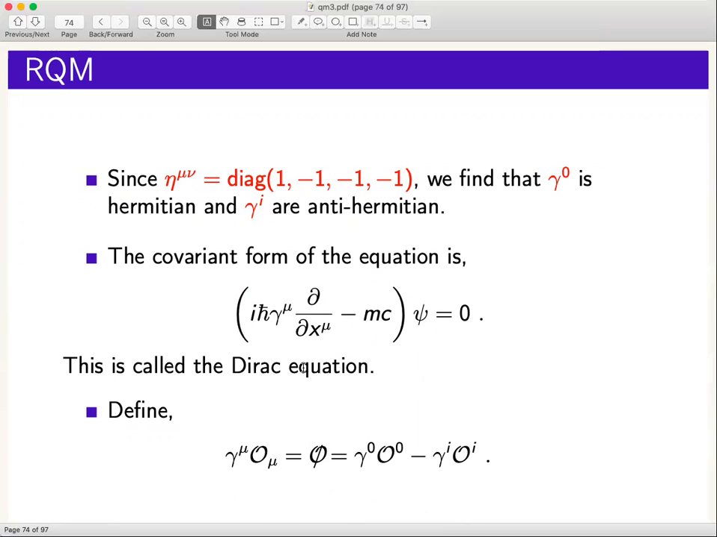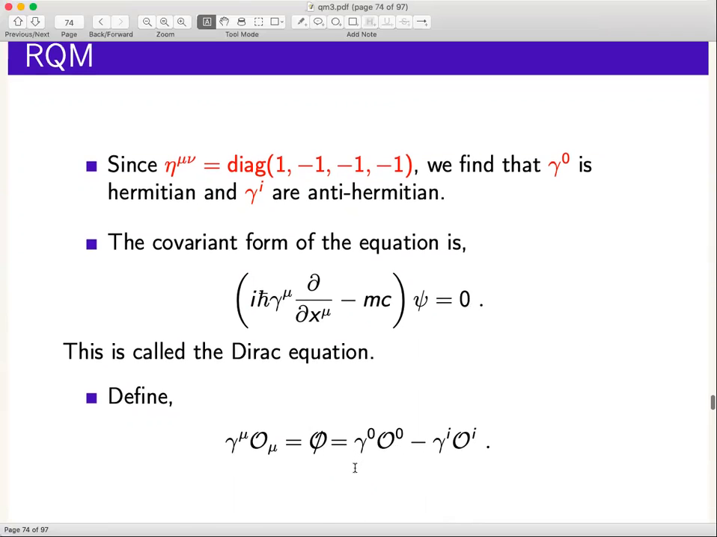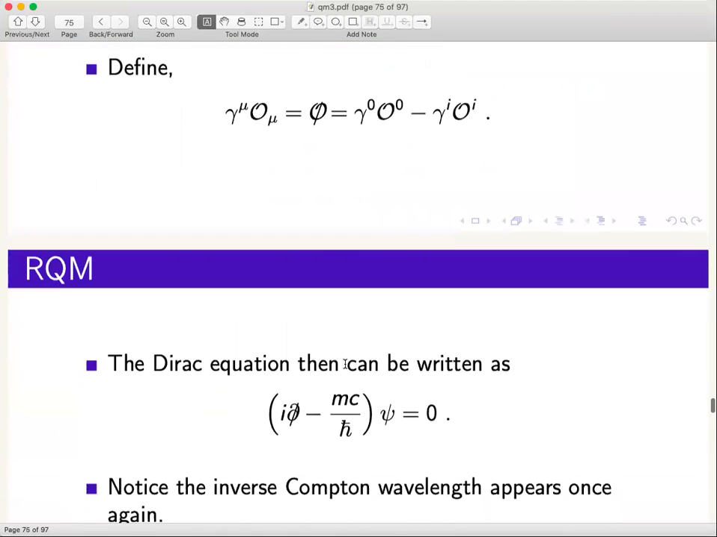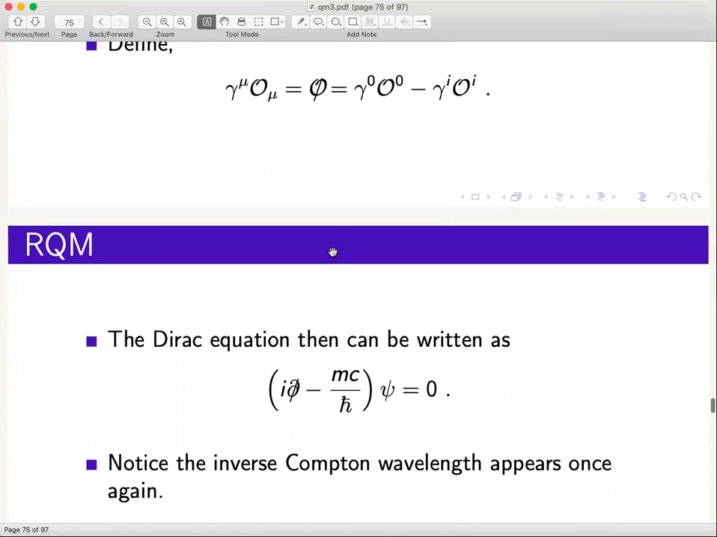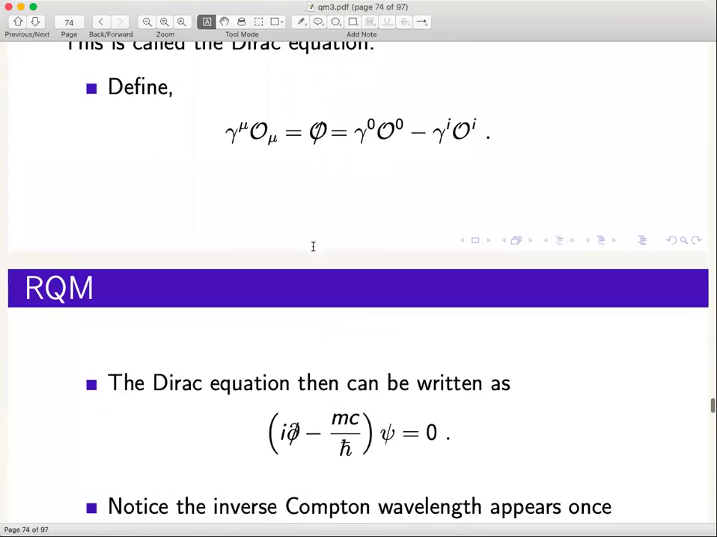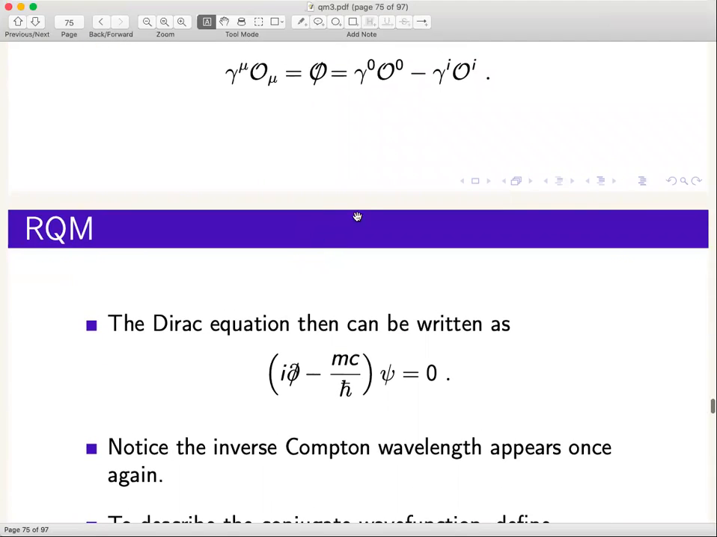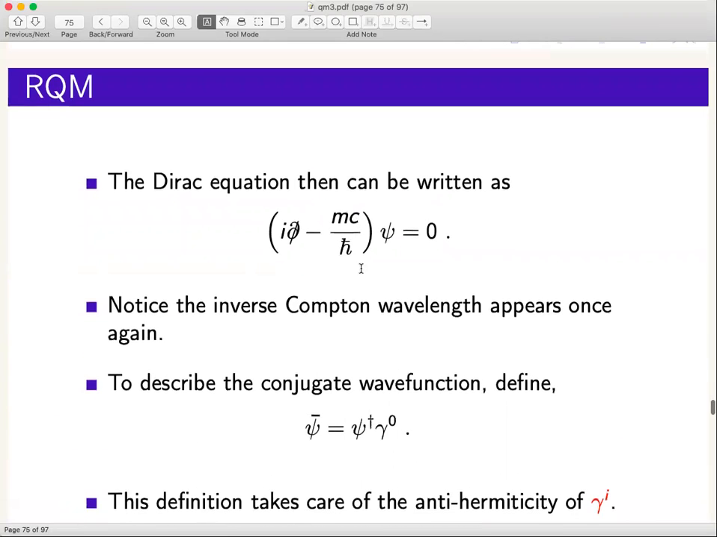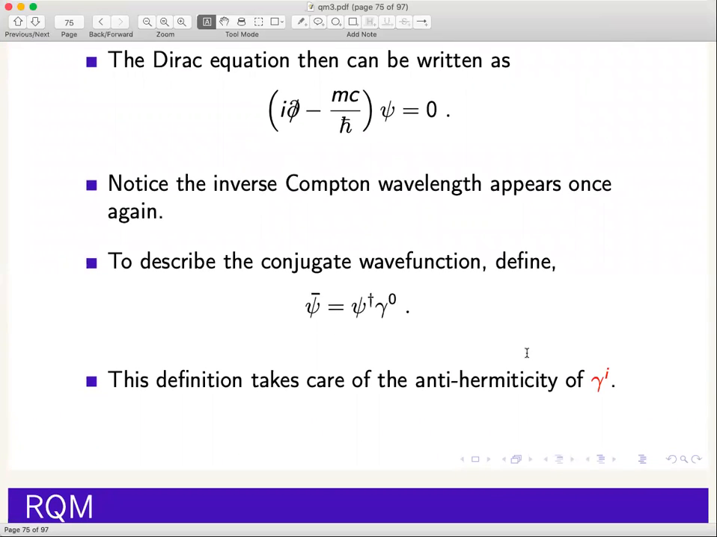One usually uses even more compact notation for γ^μ ∂_μ by defining it to be ∂ slash, which is γ^0 ∂_0 minus γ^i ∂_i. And so using that, you could just write this as iħ ∂-slash minus mc. Okay, so that is where ∂ represents ∂/∂x^μ, and ∂-slash means γ^μ ∂/∂x^μ. And again the Compton wavelength was kind of appearing in this equation.